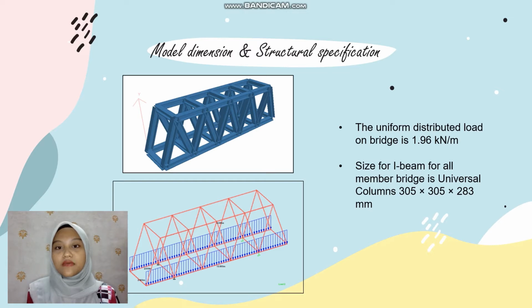This is the model dimension and structural specification for the project. The length for the model is 10 meter and the base area is 2 times 2. The clear span between the supporting abutment is 6 meter and the height for the model is 3 meter. The uniform distributed load is 1.96 kN per meter and the size for I-beam for all members is universal columns 305 times 305 times 283 millimeter.